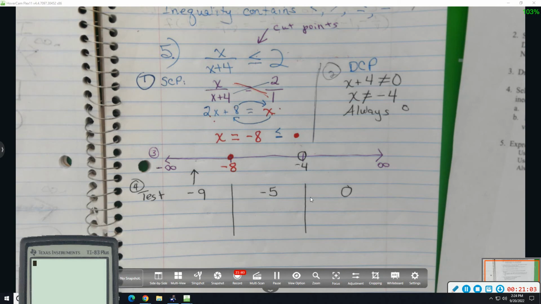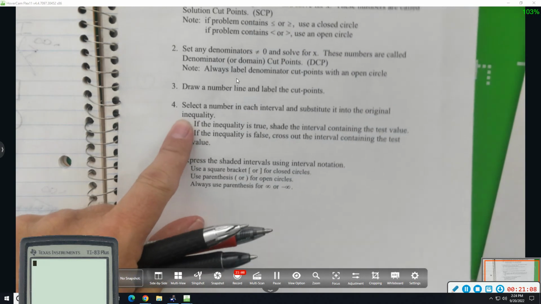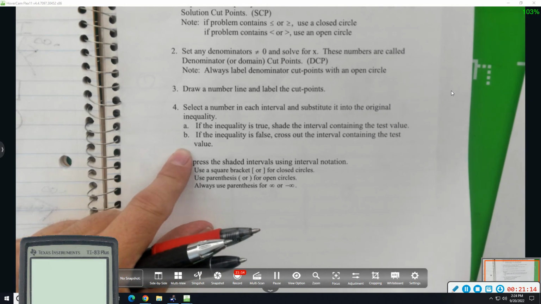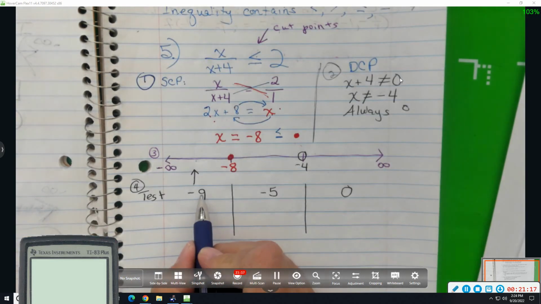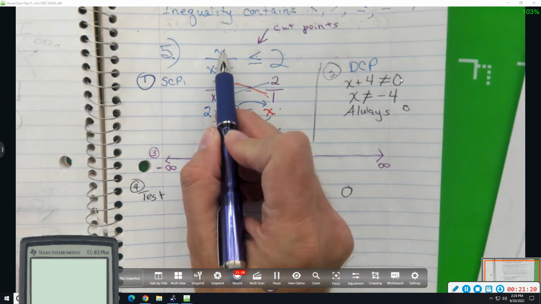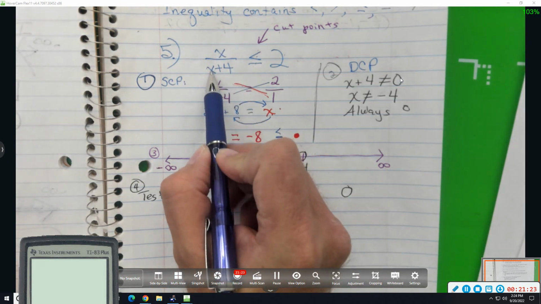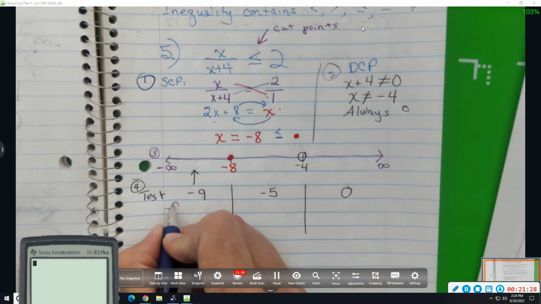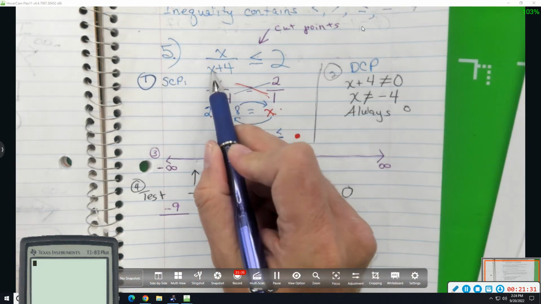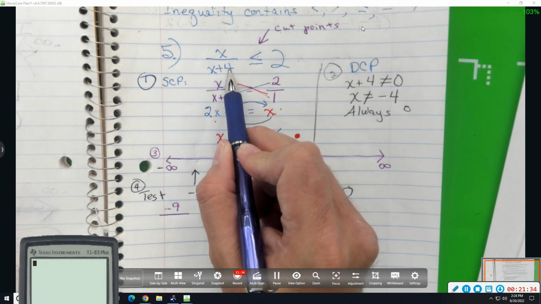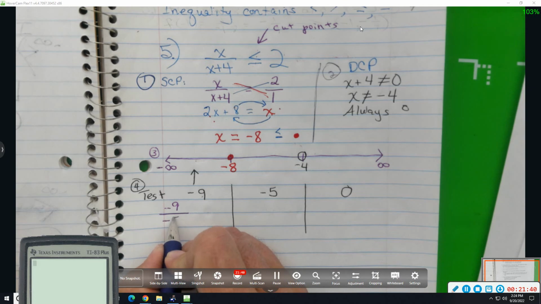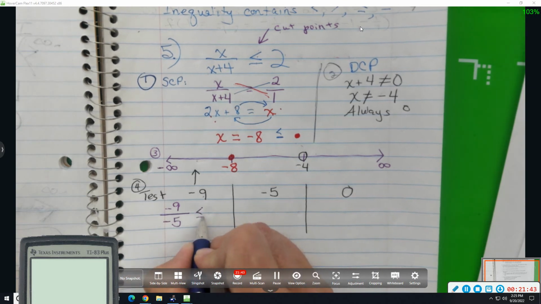Now, we'll plug these numbers into the original inequality. If we get a true statement, shade it. If we get a false statement, cross it out. So plug in a negative 9. I'm going to put a negative 9 here and here. And we have our calculator. We might need it to help us out. If I put a negative 9 in for x, we'd have negative 9 over negative 9 plus 4. What's going to be down here? Negative 5. Negative 5 is less than or equal to 2?